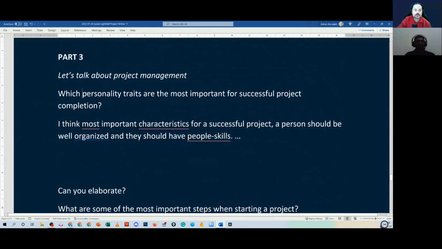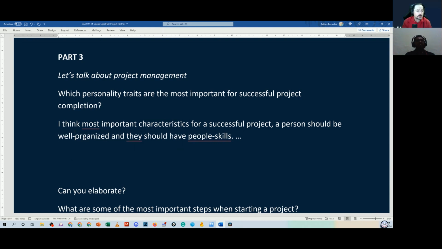So here I asked you which personality traits are the most important for successful project completion. And you said, I think the most important characteristics for a successful project, a person should be well organized. Yeah. And that's what we talked about in part two, right?